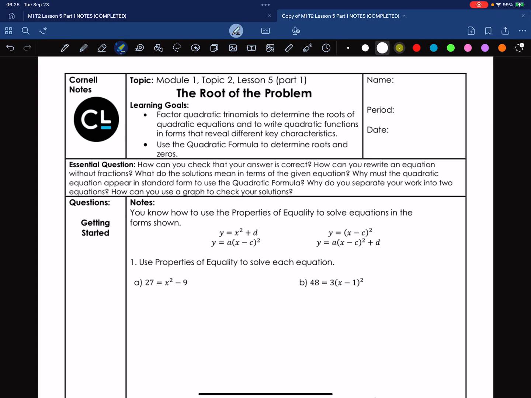In this video, we're going to go over Module 1, Topic 2, Lesson 5, Part 1. By the end of this video, you should be able to answer these questions. How can you check that your answer is correct? How can you rewrite the equation without fractions? What do the solutions mean in terms of the given equation?